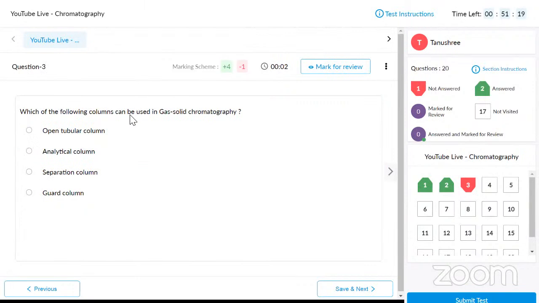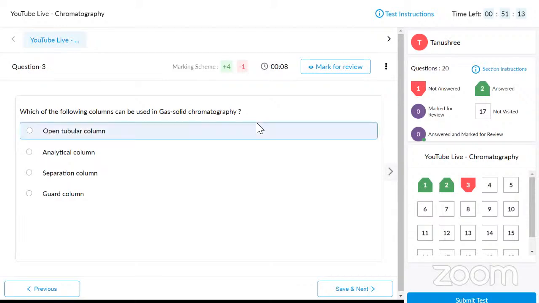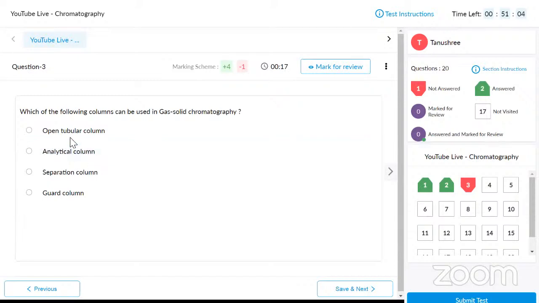Which of the following columns can be used for gas solid chromatography? Now, what is gas solid chromatography? Basically, in gas solid chromatography, you have a gaseous mobile phase and you have a solid stationary phase. The analytical column is used for HPLC. Option 1 is the open tubular column. The open tubular column is one of the specific columns that you use for gas chromatography.